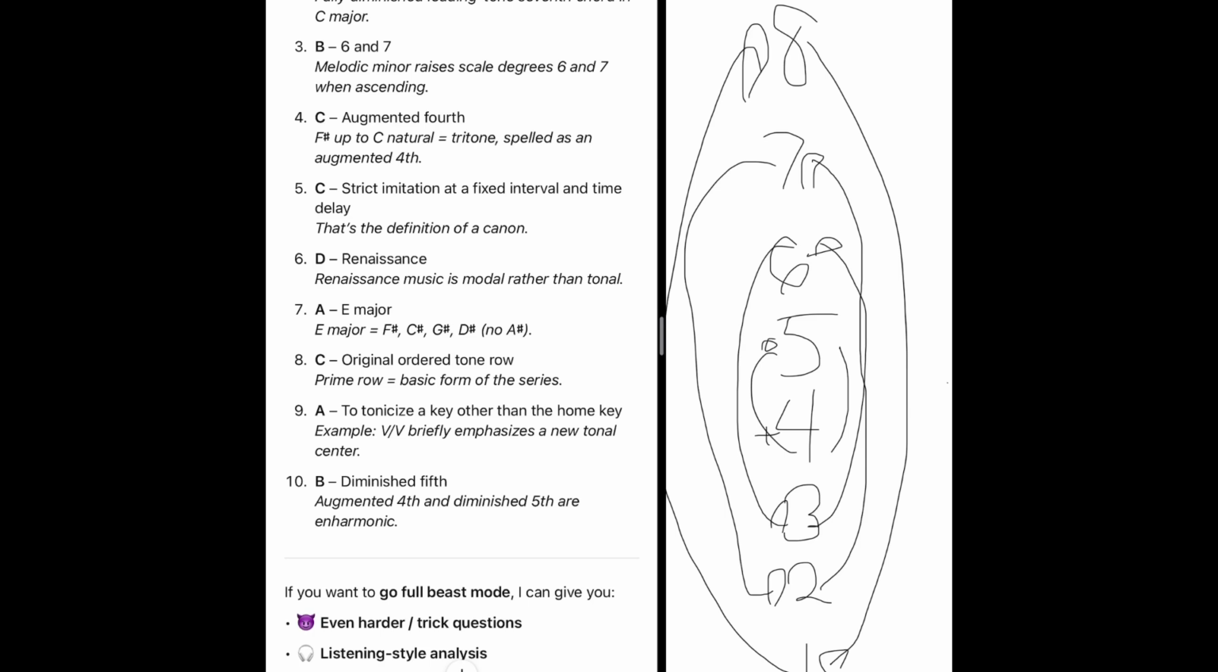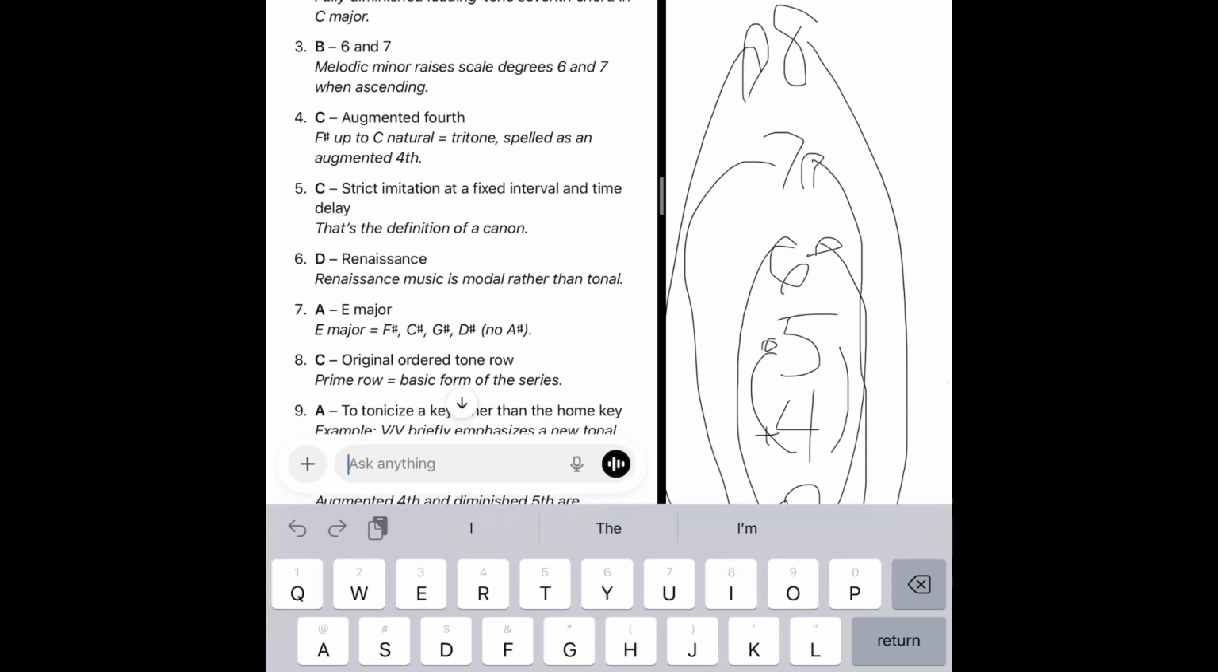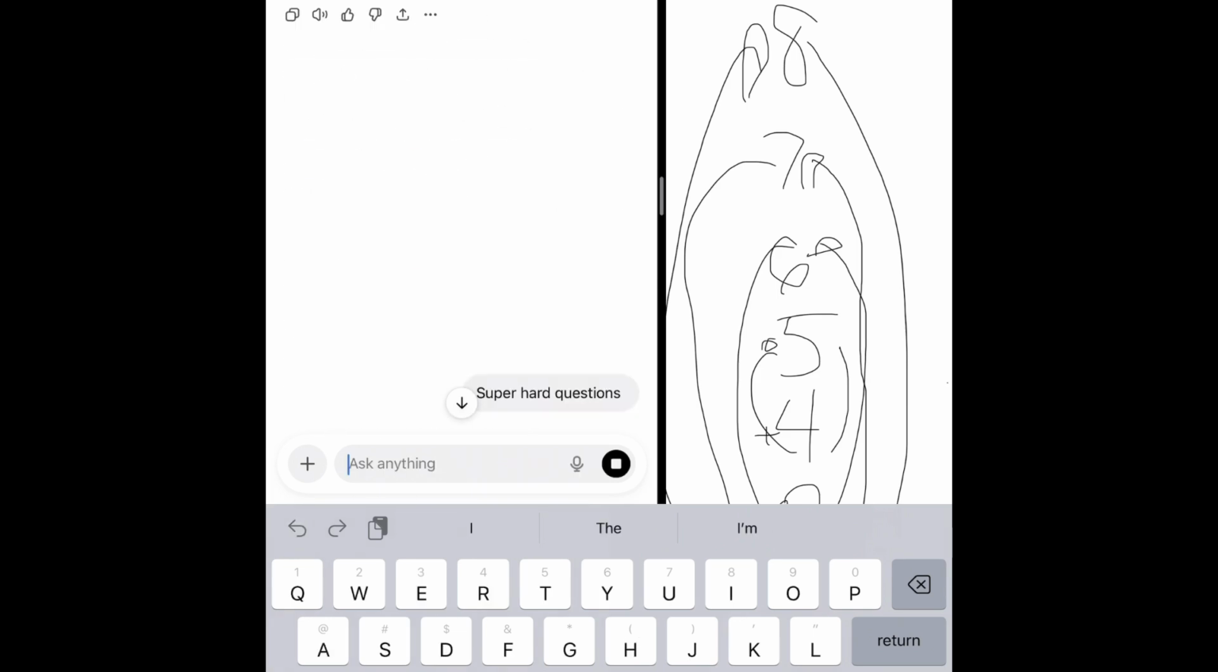Because a lot of times the theory teachers I had do a review at the beginning of each semester, and I feel like this right here is making a lot more sense now than it did. Okay, I'm going to do super hard questions. Do a few of those.